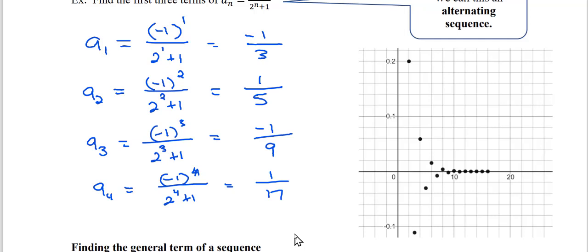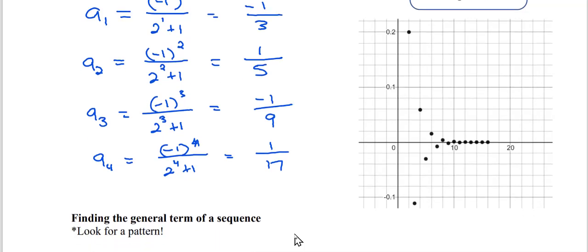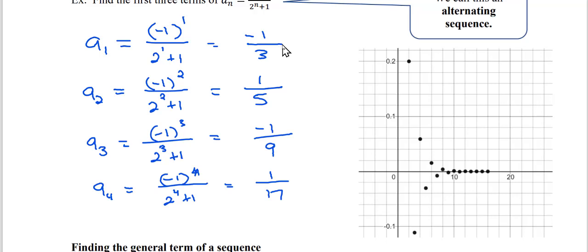You are not plugging in values between the natural numbers. You're only plugging in the natural numbers. What we have here, negative 1/3 would be down at negative 0.3. The graph was too far out. You couldn't see it if I showed you that whole thing. So I didn't do that here.